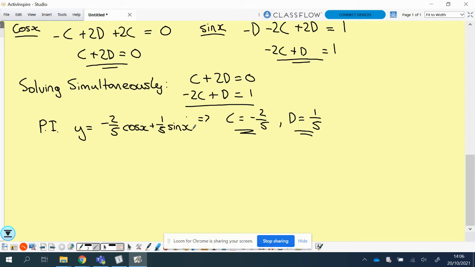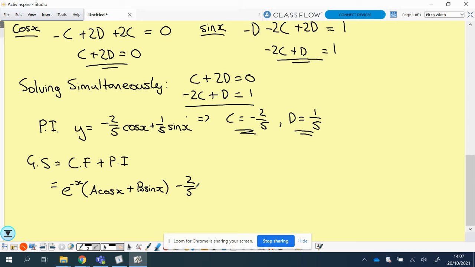Okay, so my general solution is my complementary function that I had earlier plus my particular integral, which means that I've got e to the negative x, a cos x plus b sin x, plus my particular integral, which is now not plus anymore, that's because it's -2/5 to start with.